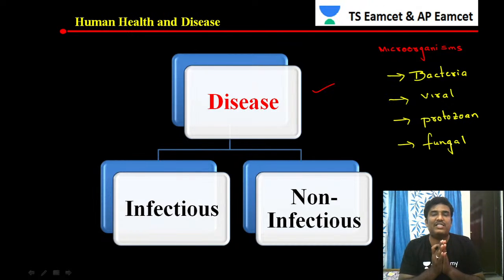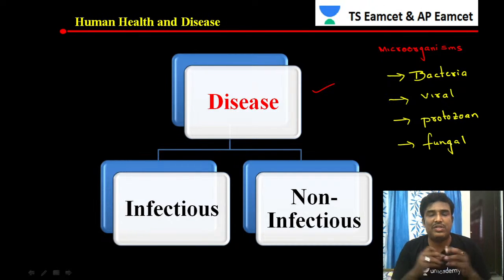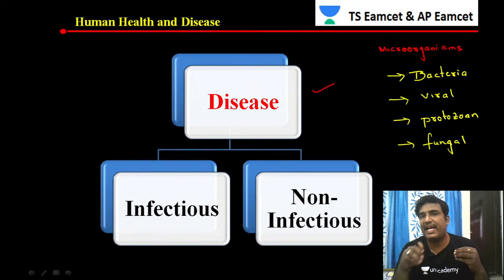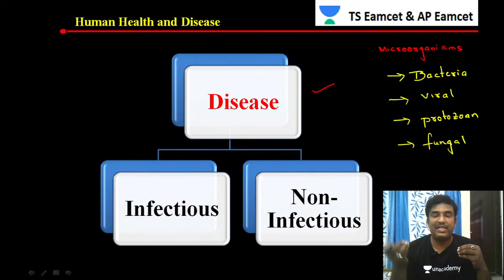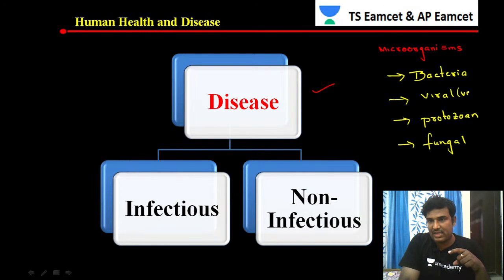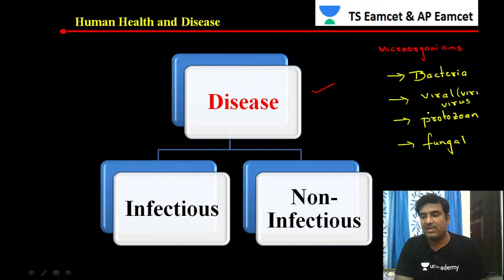All these organisms are considered microorganisms. These cannot be seen with our naked eye, so we have to see them under a microscope. That is the reason they were named microorganisms. Bacteria, virus, protozoans, as well as fungus: these all are the organisms which cause disease in humans or in animals.